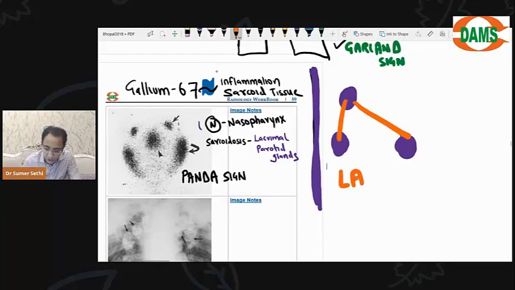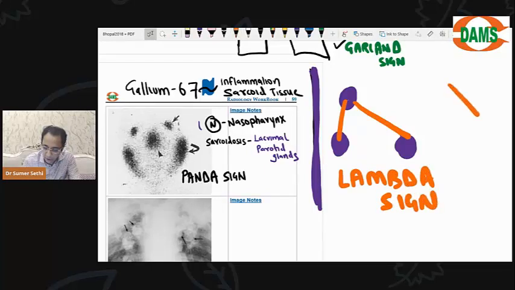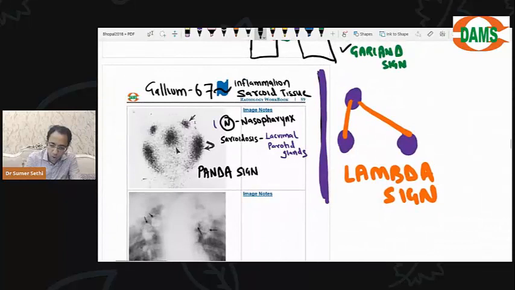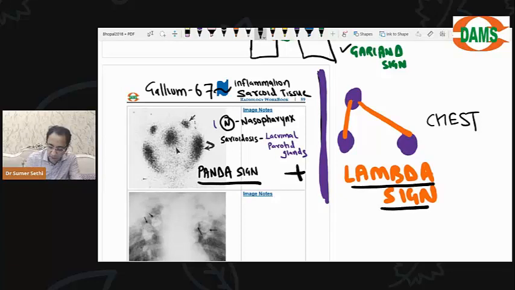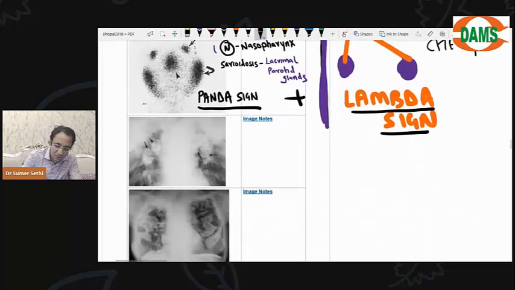That is called the lambda sign, after the Greek letter lambda. Are you aware of this? So the lambda sign, also in the chest on a gallium scan, is a sign of sarcoid. So in sarcoidosis there are two signs: panda sign and lambda sign. Panda in face, lambda in chest. Panda sign, lambda sign seen in, tell me, sarcoidosis. Okay.